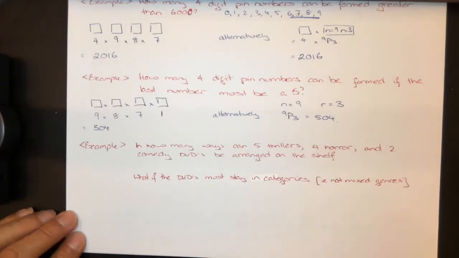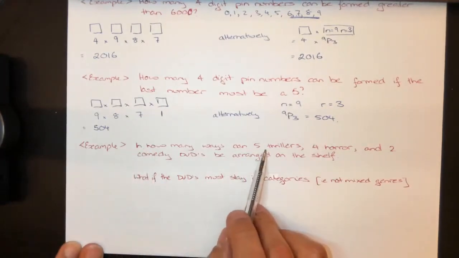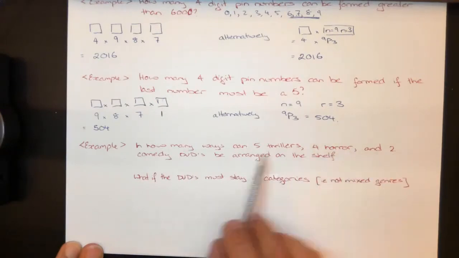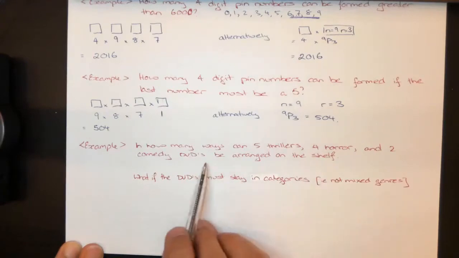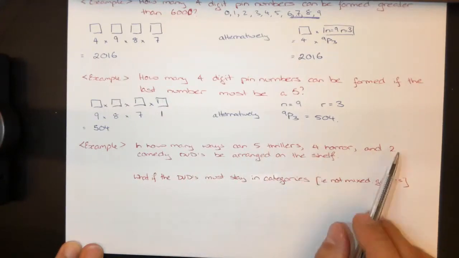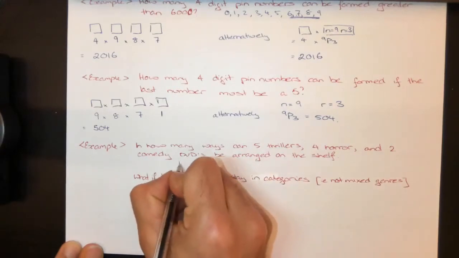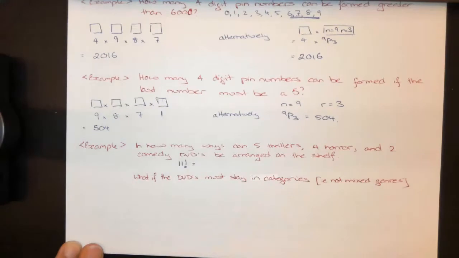Cool. So next example, we've got, in how many ways can 5 thrillers, 4 horror, and 2 comedy DVDs be arranged on the shelf? Okay, so at the moment we've got 5 plus 4 plus 2, that's 11. So this would be 11 factorial.